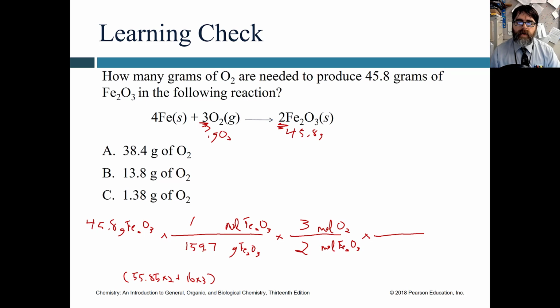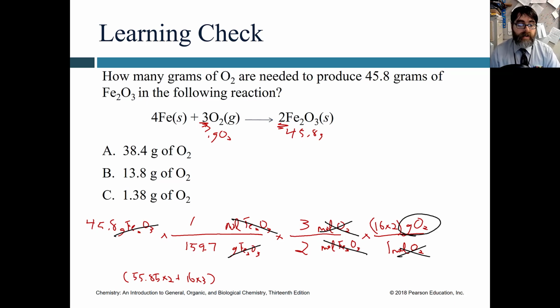And then lastly, we can turn moles of oxygen into a mass, since the question asked for a mass of oxygen. If it asked for moles, we're done, but it asked for a mass, so it's going to be grams of O2, and that's just 16 for each oxygen times 2 of them, and there is our setup. Should always double check that our units cancel out. Grams of iron oxide cancel with grams of iron oxide, moles of iron oxide with moles of iron oxide, moles of oxygen with moles of oxygen. We're left with grams of oxygen.